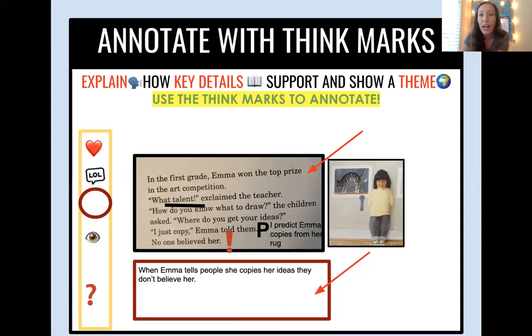Awesome. So now you guys are going to see this same page, and you're going to practice using the think marks and making a sentence on your own. So make sure that you watch the exit ticket example to see how you can use the think marks to annotate and how to make a sentence about this page.